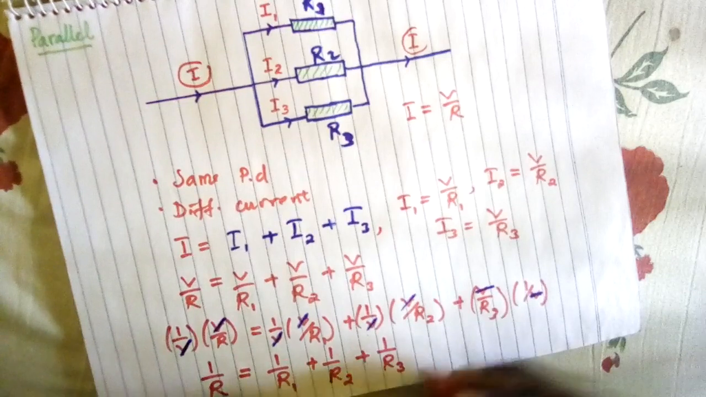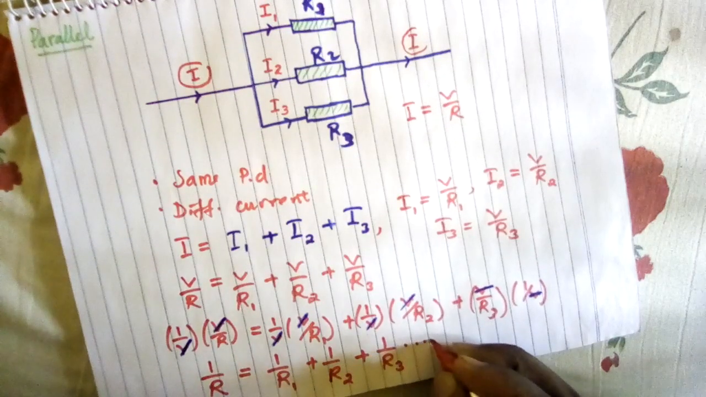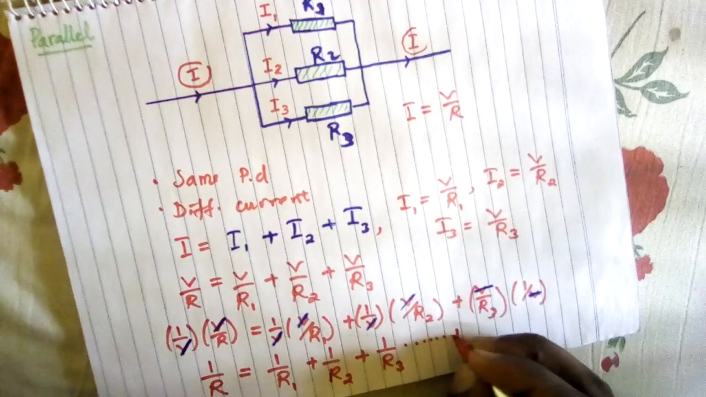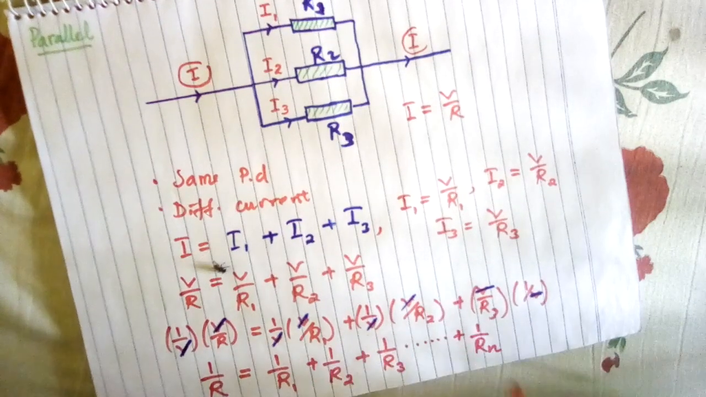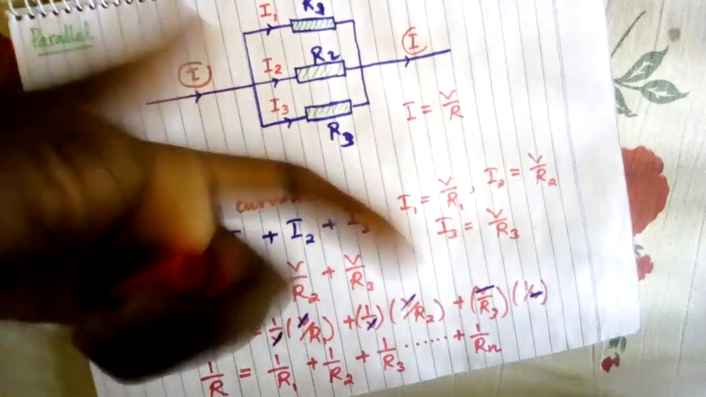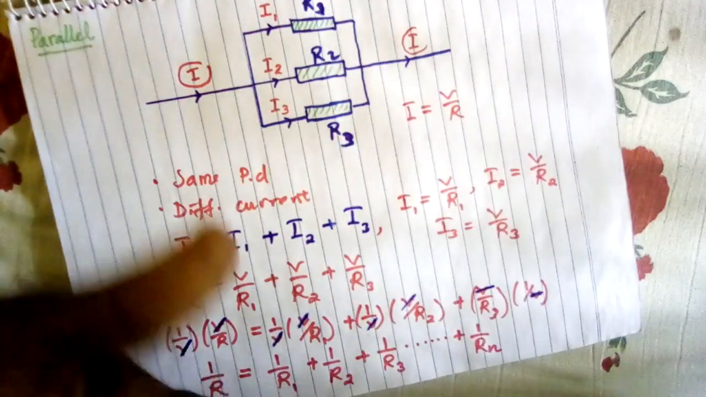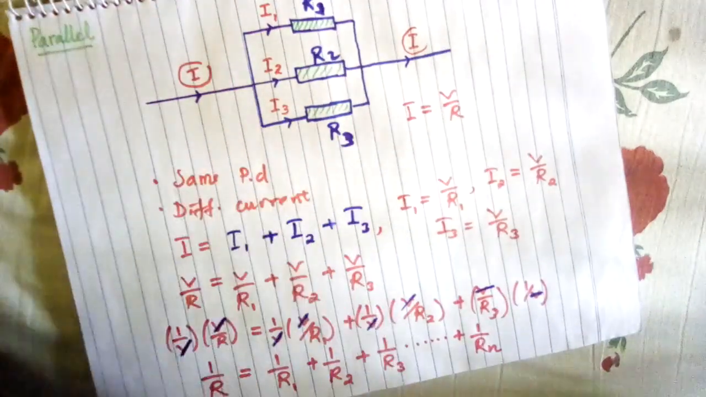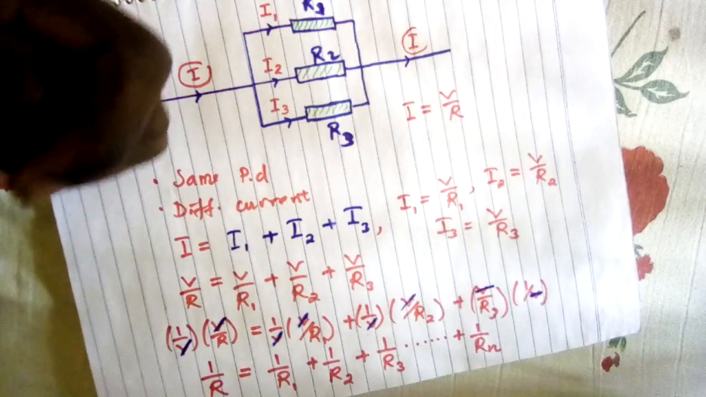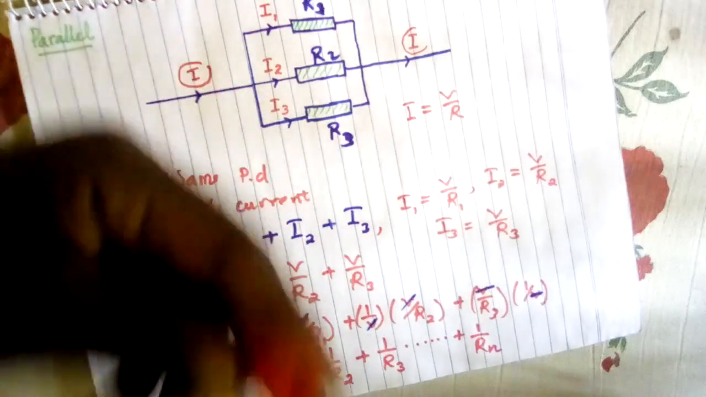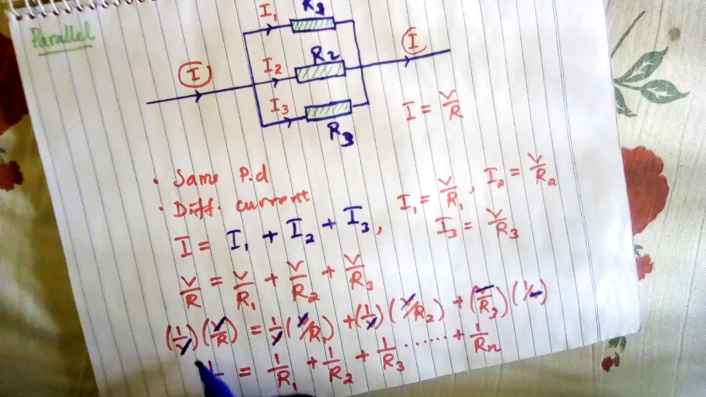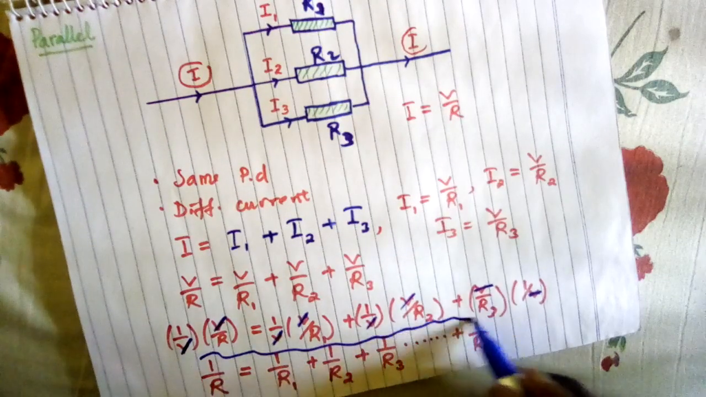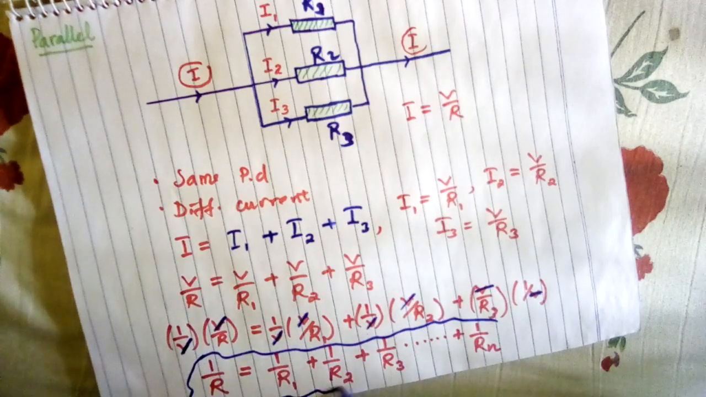And then you can go ahead and put any number of resistors that you want, where n represents the number of resistors that you may wish to plug in. You can plug in 1,000, 10,000. It's by your wish. This formula will always hold true for any number of resistors. Right, so this is the general formula for resistors in parallel.